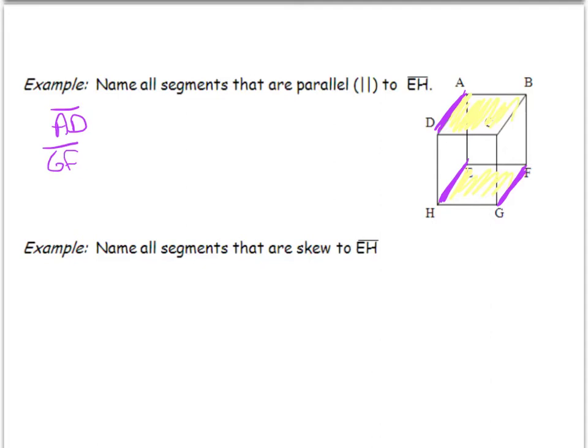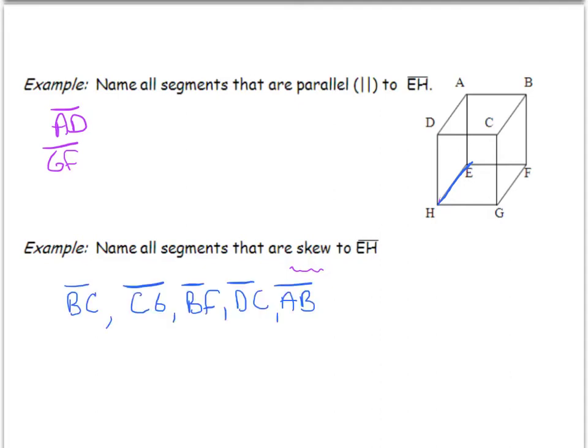The next one asks you to name all the segments that are skewed to EH. So again, we're looking at EH. Let me do some erasing here. We'll use some different colors. So again, we're looking at EH, and I want ones that are skewed. So what I want you to do is go ahead and try to find the skew ones. Remember, these are non-coplanar, so they're not in the same plane and do not intersect. Let's see if you can get them all, and then we'll come back together.